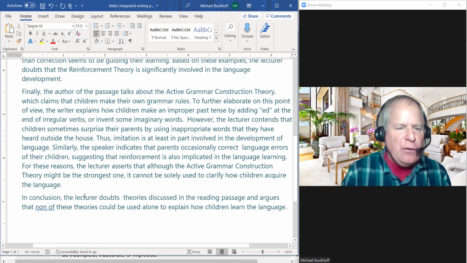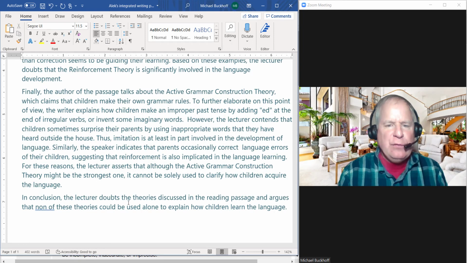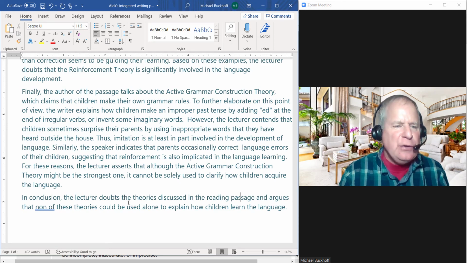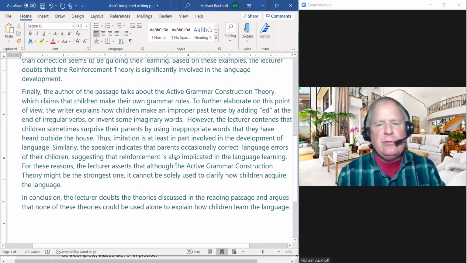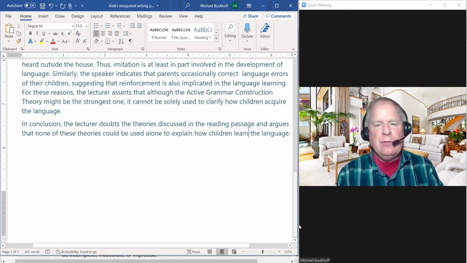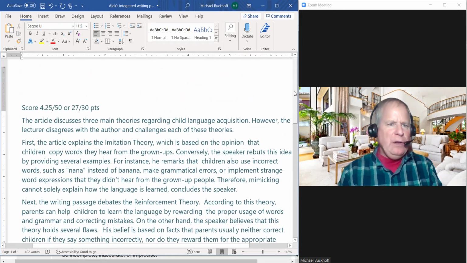In conclusion, the lecturer doubts theories. I'm going to put doubts the theories discussed in the reading passage and argues that none of these theories could be used alone to explain how children learn the language. Okay, what does this tell me?